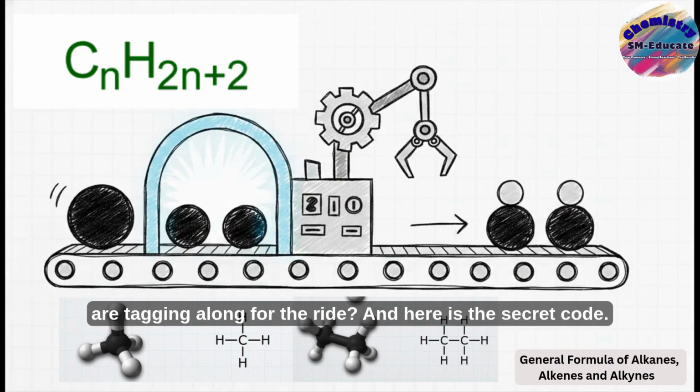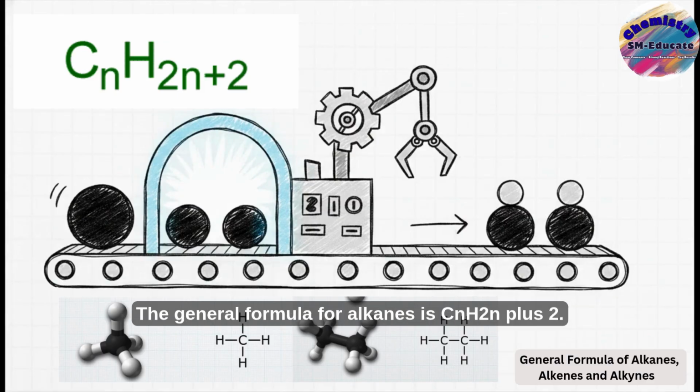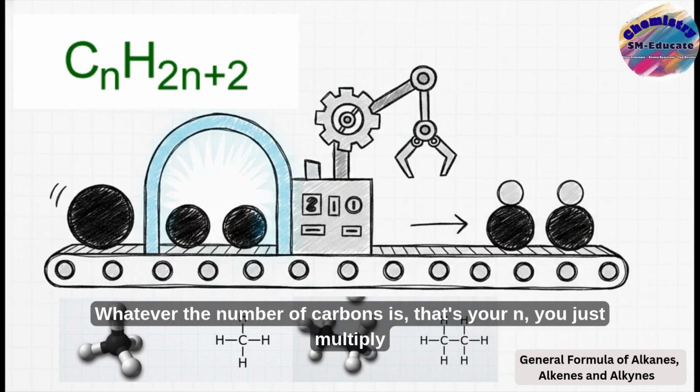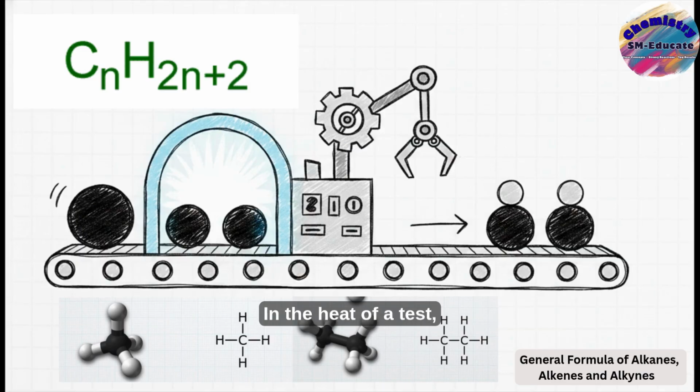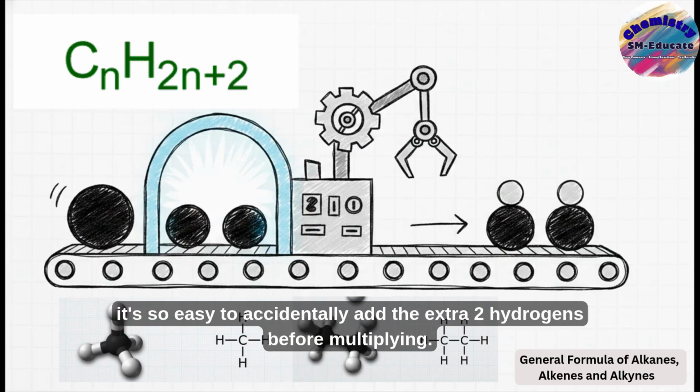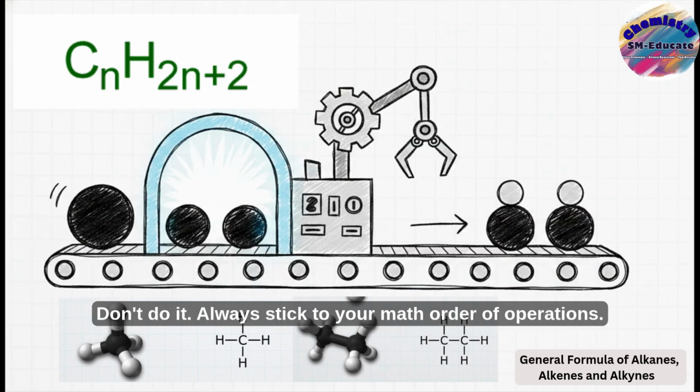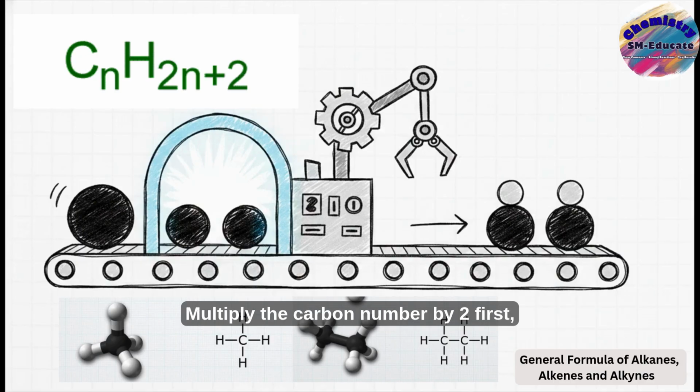And here is the secret code. The general formula for alkanes is CnH₂n+₂. Whatever the number of carbons is, that's your N. You just multiply it by 2 and add 2. But hey, listen closely, because here is a super common trap on exams. In the heat of a test, it's so easy to accidentally add the extra 2 hydrogens before multiplying. Don't do it. Always stick to your math order of operations. Multiply the carbon number by 2 first, then add those extra 2 hydrogens.